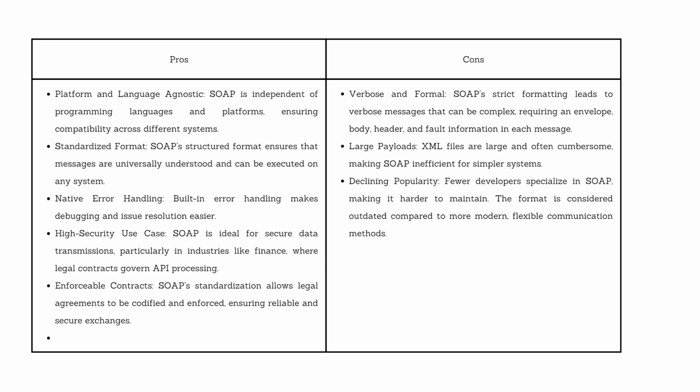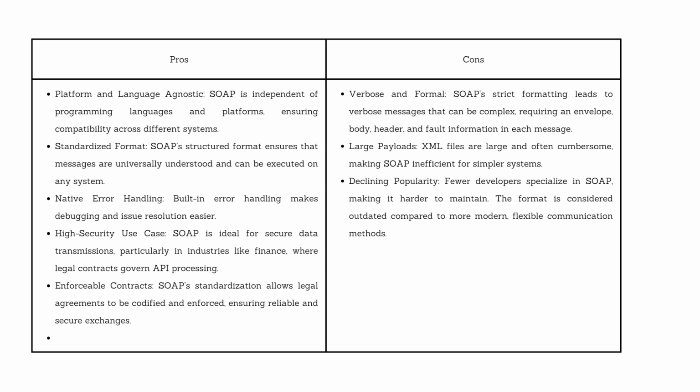And perhaps the strongest SOAP use case is high security data transmission in situations where two parties have agreed to a specific legal contract. Here, SOAP standardization works wonders because it allows for the contract terms to be formally codified and enforced throughout all of the API's processing. You will see plenty of high stakes industries like financial services, where the data being passed back and forth is highly sensitive, use SOAP as their API protocol.